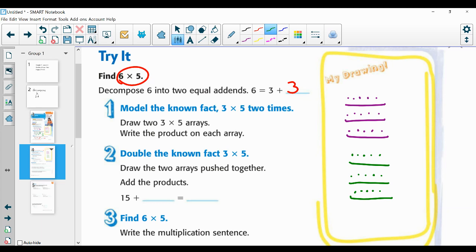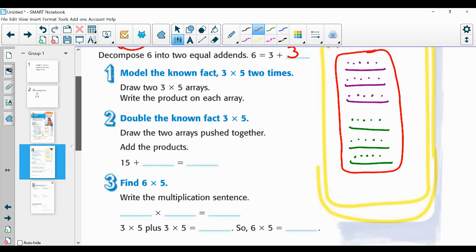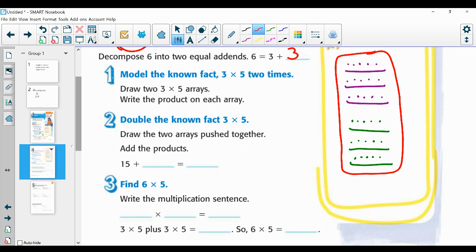Okay, so let's look. Draw the 2 arrays pushed together and add the products. I'm just going to circle them. For my class, I don't mind if you just put a box around them so you know that's one giant array. Okay, and then I'm going to add up the products. So I know this one up here is 15.